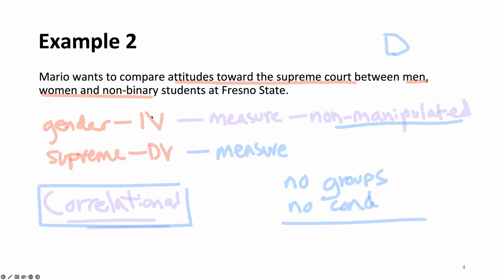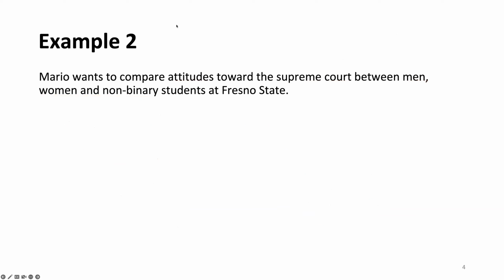So you could change this a little bit and say, Mario wants to compare the attitudes toward the Supreme Court to masculinity of Fresno State students. And you could measure masculinity on a scale. And then you would have two scales and they would be both measured again. And that would be an R relationship. But this is an example of a correlational study. We're going to go to our next example.